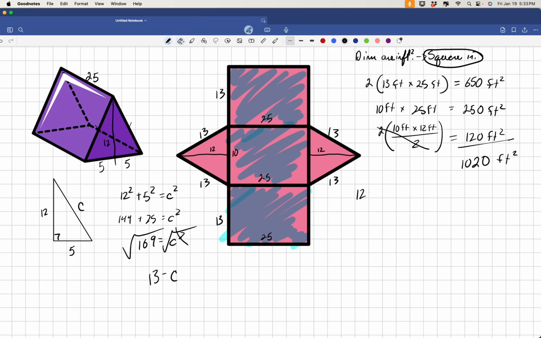1,020 feet square. We'll convert that into inches because we know 12 square inches square over 1 square feet square. It's the same thing. This cancels this, and we get 1020 times 12 squared inches squared.